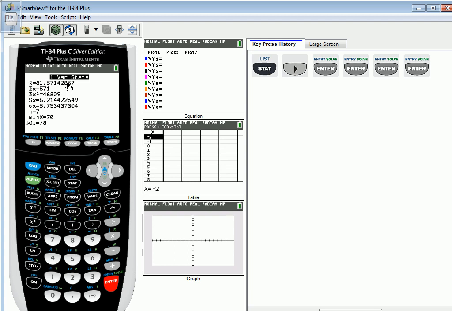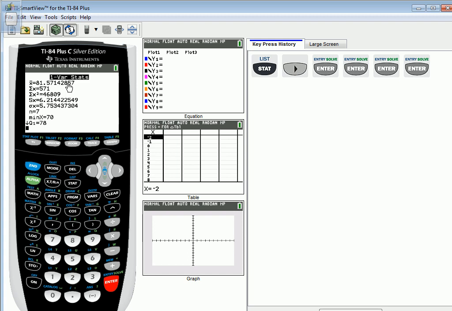Now, the next one says sigma X. What does the capital sigma mean? Sum of. So that's the sum of all of our data. So if you needed to add it up, that's what it is. This is the sum of the squares of the data. Now, Sx. That is the sample standard deviation. So the sample standard deviation for this set of data is this. The population is next. Sigma x. This is the population standard deviation. Now, n. n represents how many pieces of data I entered. I entered 7 different pieces of data.